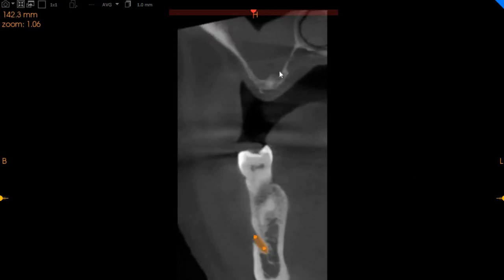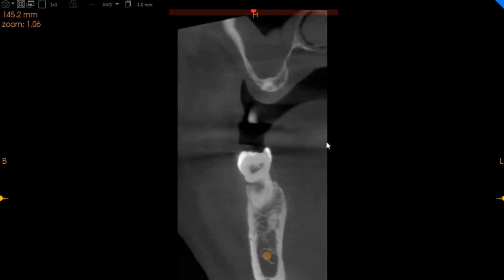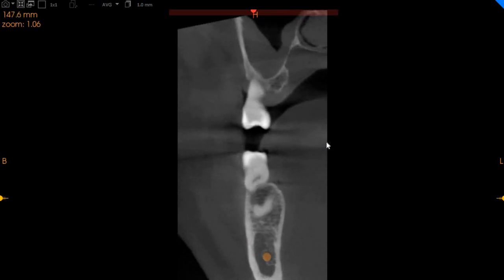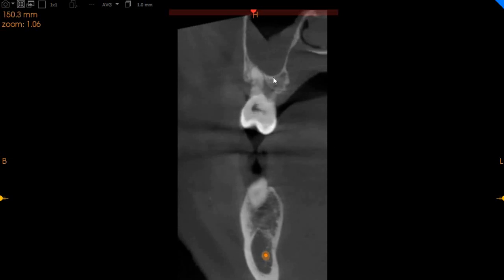The upper left first molar region, absolutely no bone. We've got sinusitis here as well. So no implant placement. We've got mucosal thickening present. The upper left 7, again significant bone loss present, including the furcation area. So that is visible there.